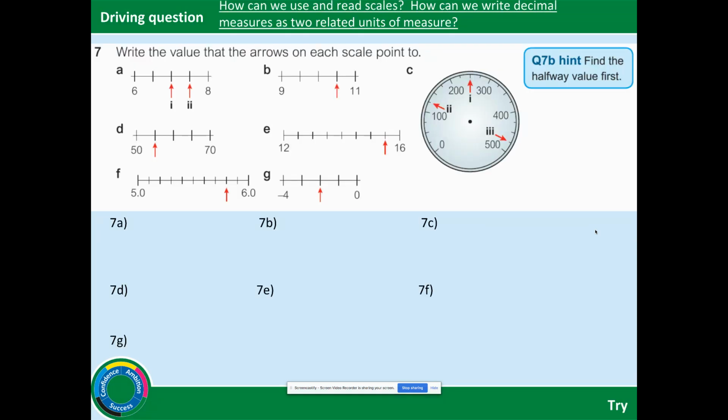Okay, so have a go at looking at these. Remember to read your hints and press pause on the video. Answer all up to G and then press play when you're ready to go through the answers.